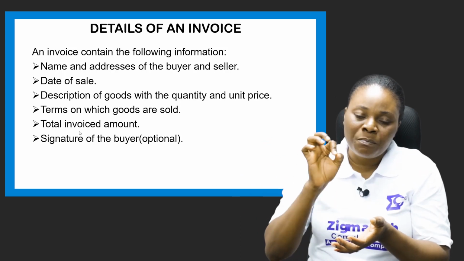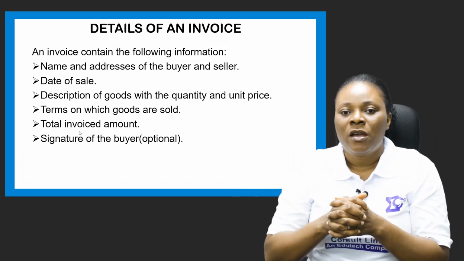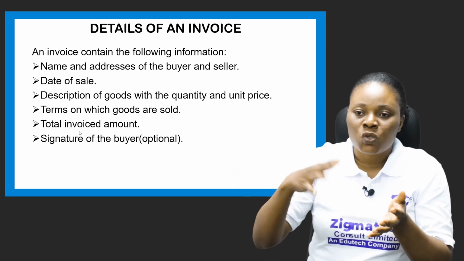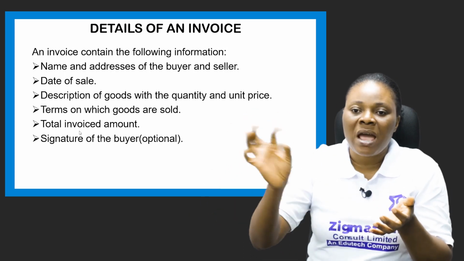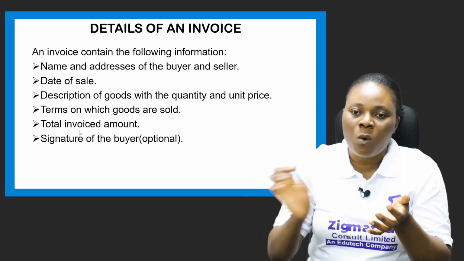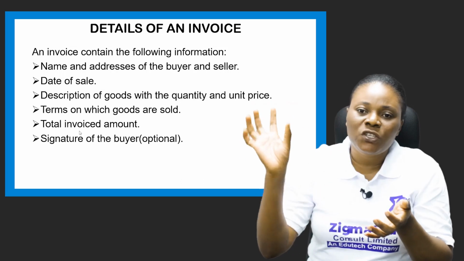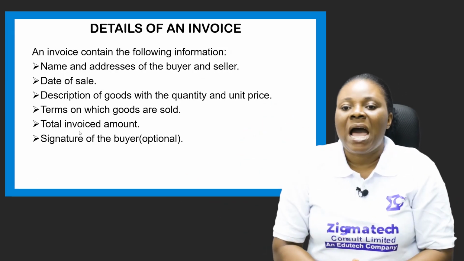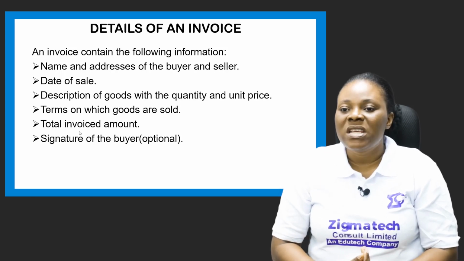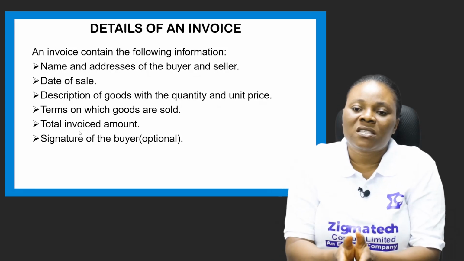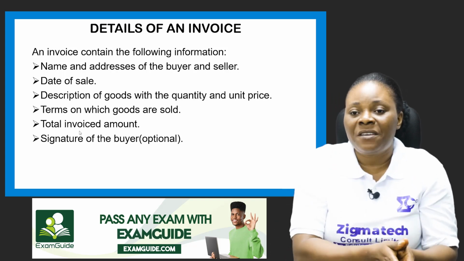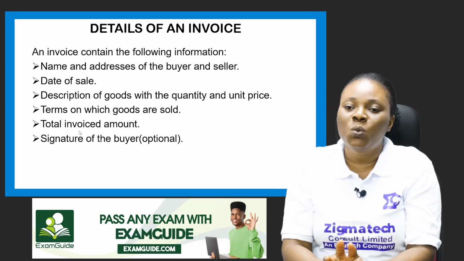That means the date the goods were sold to the buyer. You also have the description of the goods. That means what has the seller supplied. Biscuits, bread, Indomie, you list everything out. The name of the item, what type of product has been supplied, television, radio, depending on what has been sold. The description of the goods with the quantity and the unit price. If, for example, someone has ordered 5 television sets, in the quantity column you put 5, then in the description of the goods you put what?